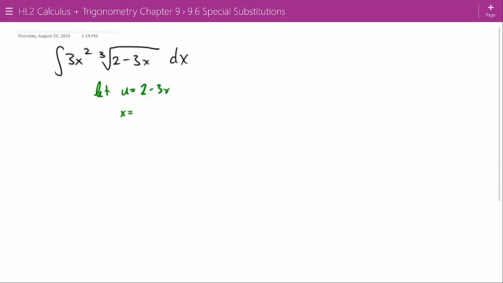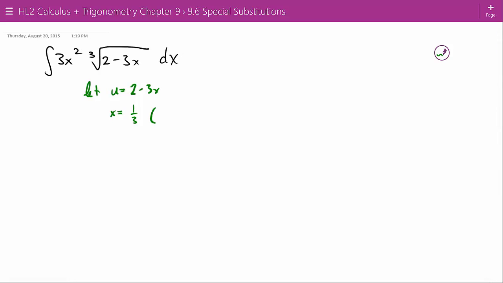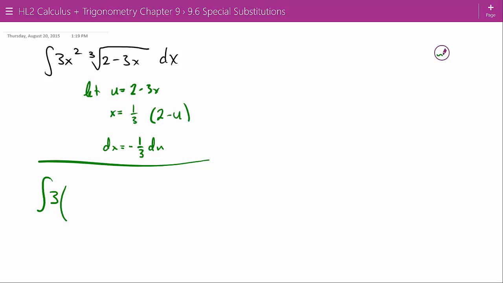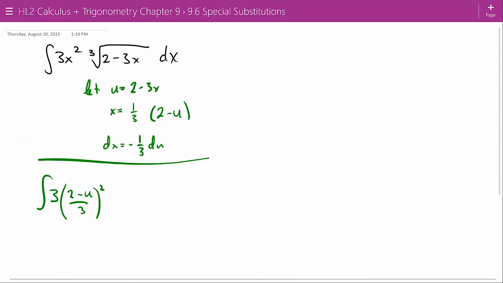We're going to get 1/3 times 2 minus u. And dx is then negative 1/3 du. And we can now take those bits and pieces and substitute them into our original integral. We have 3 times x squared, so 3 times (2 minus u over 3) squared times u to the 1/3, and dx was negative 1/3 du.